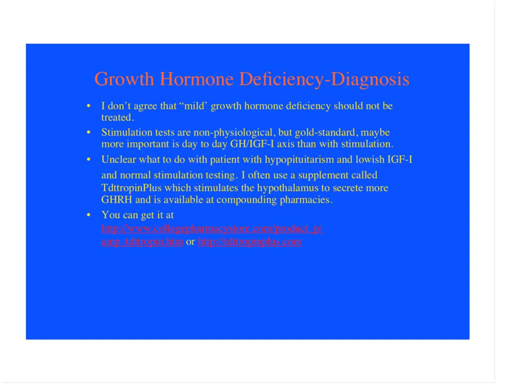It's made of amino acids, and it stimulates the hypothalamus to secrete more growth hormone-releasing hormone, and it's available at compounding pharmacies such as the College Pharmacy, or you can get it directly from tddtropinplus.com.